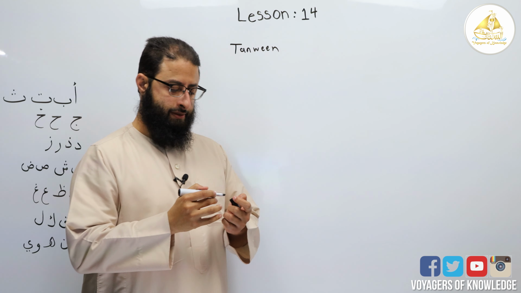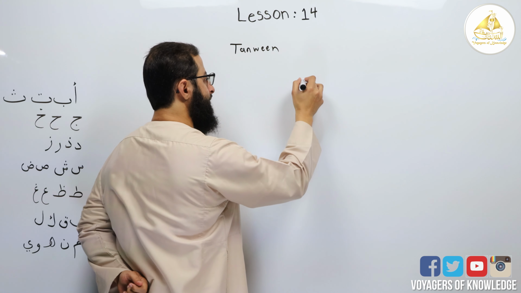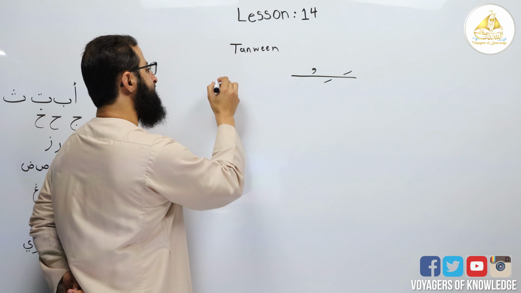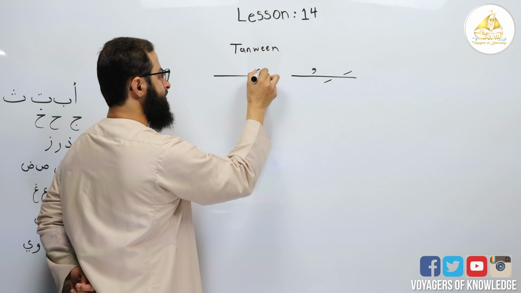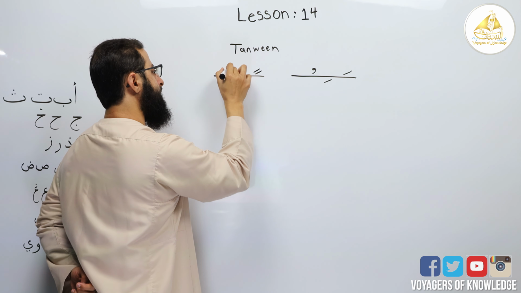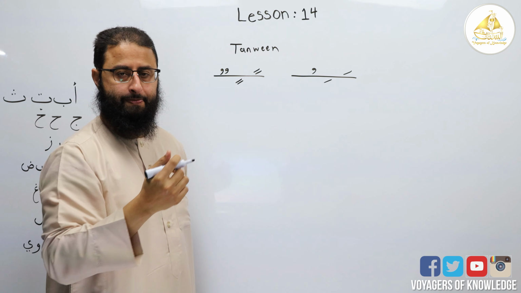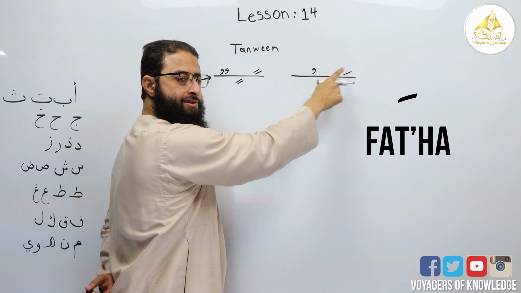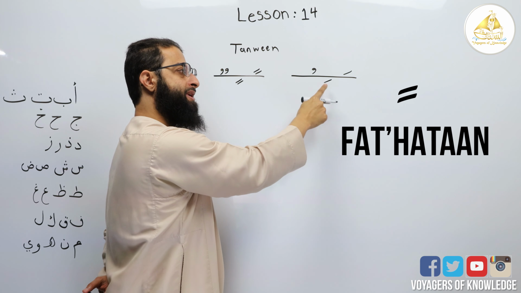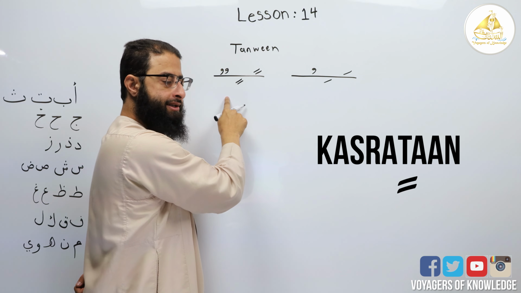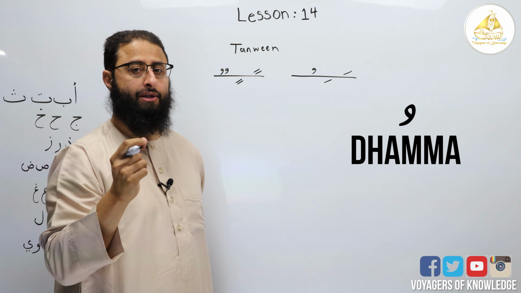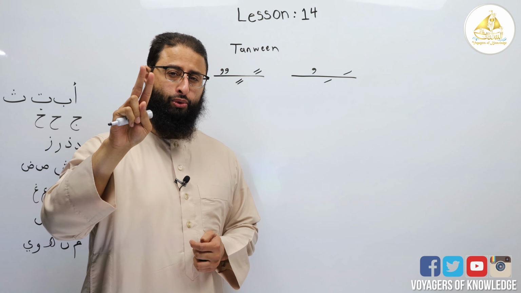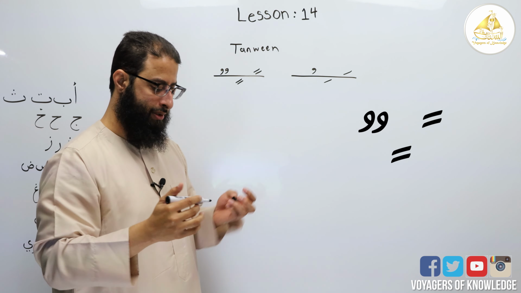Tanween is another diacritic, right? So far we've learned three: Fatha, Kasra, Dhamma. Today's lesson, we're going to double these. Double Fathas, double Kasra, and double Dhammas. Now, they're going to be pronounced differently. Instead of it being a Fatha, it's going to be Fathatan. Instead of it being a Kasra, it's going to be Kasratan. And instead of this being a Dhamma, it's going to be Dhammatan. And that tan word basically means in Arabic dual, two. So two Fathas, two Kasras, two Dhammas.